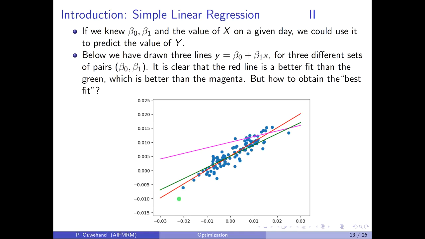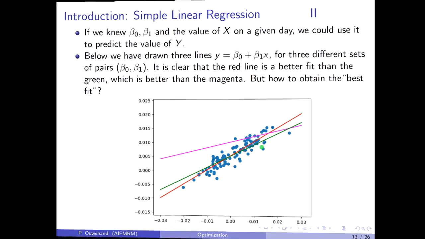As you can see quite clearly, the red line is quite a good fit. It's better than the green line, and both of those are a lot better than the magenta line. So the question is, how do we find the line that fits best? What do we mean by best? In other words, how do we obtain the optimal values of beta 0 and beta 1, and what do we mean by optimal?